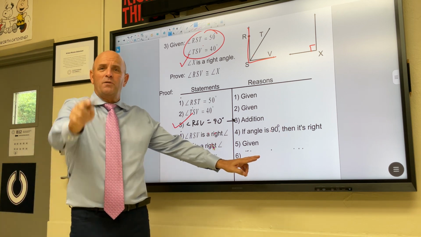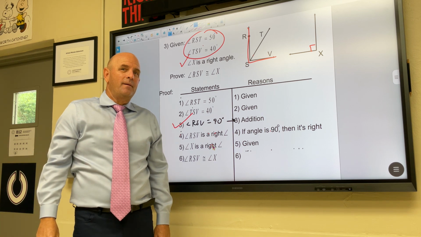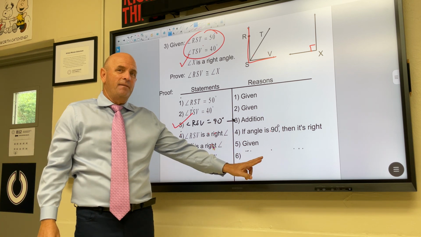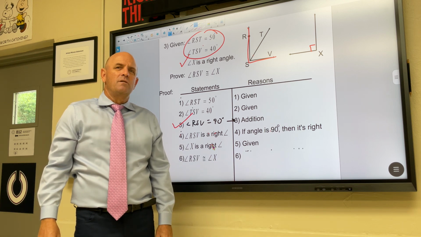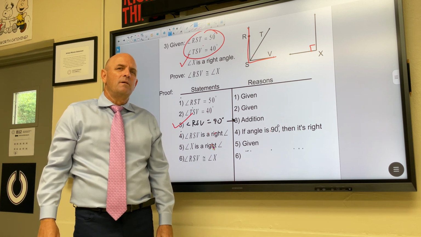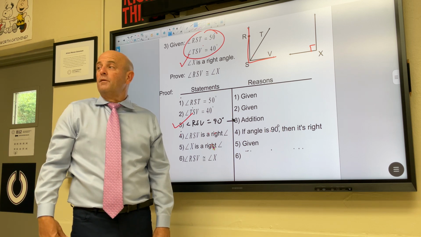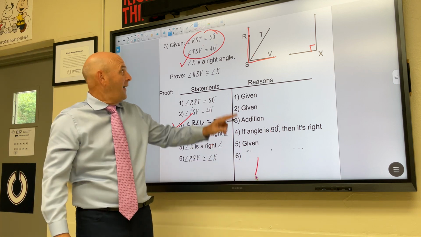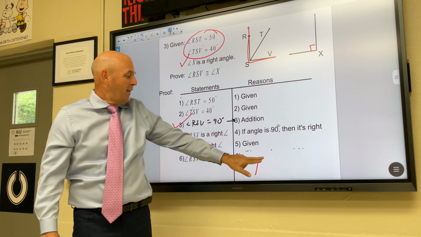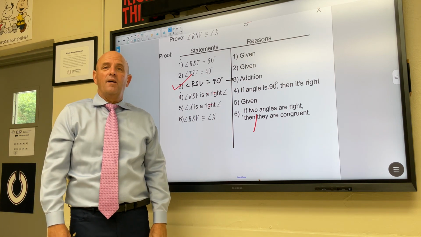Now how am I going to write that? Tell me your name, third guy. Gabriel Boston. Gabriel, what am I going to write here? If they're both 90 degrees, they're congruent. Close. If they're both right, then that's what the theorem says. So it's going to go here: if two angles are right, then they are congruent.